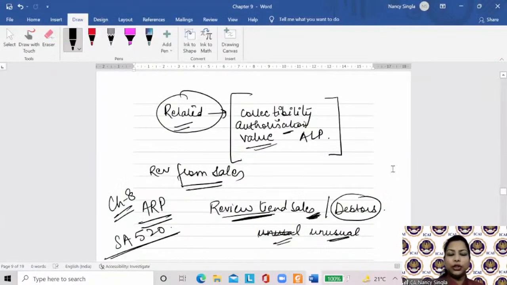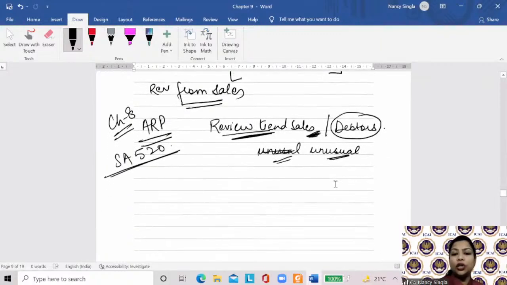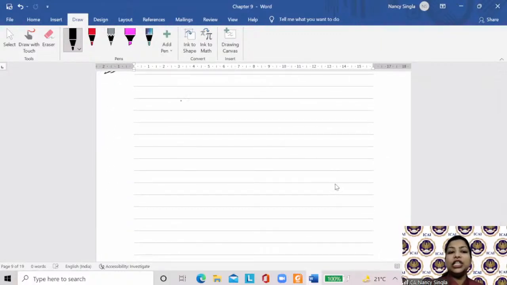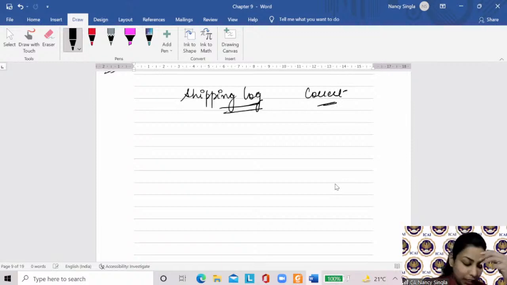Okay, so this can be checked further at the cutoff. The shipping documents can be seen in order to see whether these debtors relate to which accounting period, what is the correct period. Okay, the shipping document can be seen. Then students, the auditor needs to assess bill and hold sales.